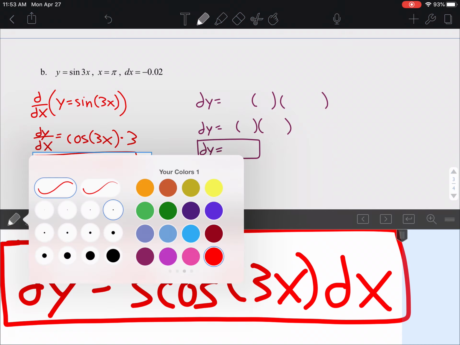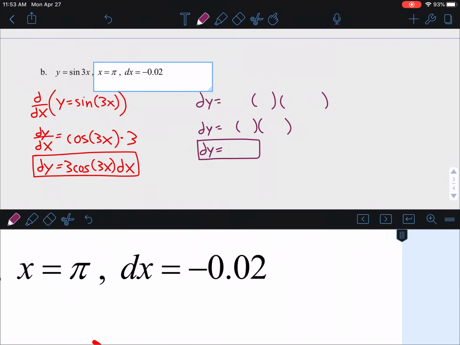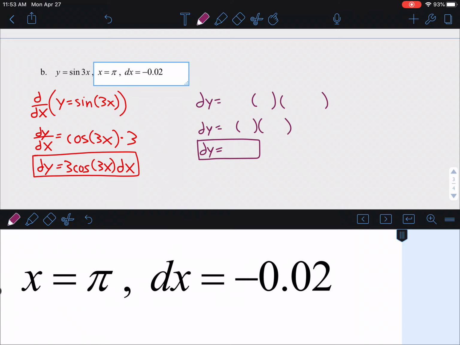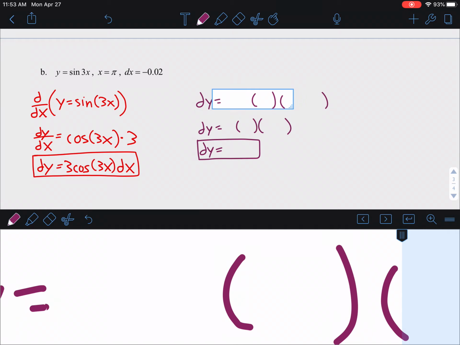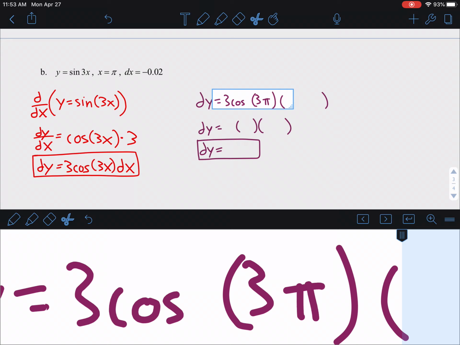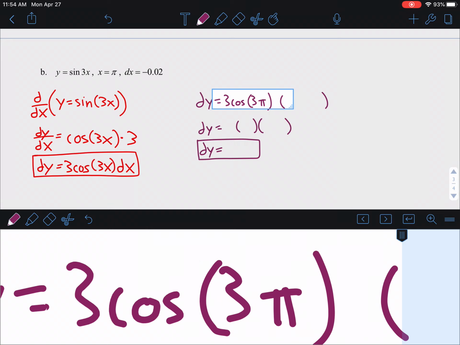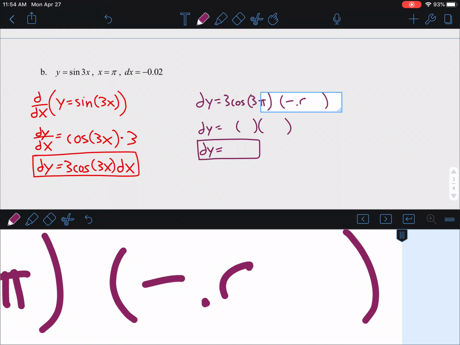Okay? So now let's calculate this differential at x equals pi. And what we're saying is, starting at pi, if x is going to go to the left 0.02 units, negative 0.02, what would the approximate change in the y values be? So let's plug it in. We're going to get 3 cosine of 3 pi, and we're going to multiply this by negative 0.02.